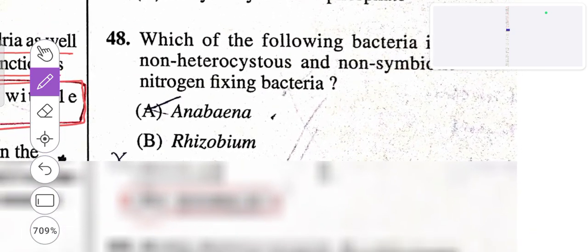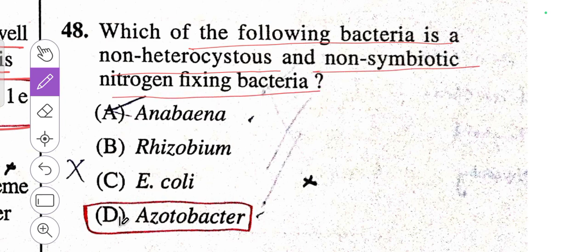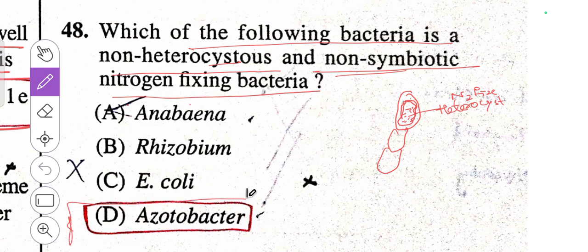Then 48th question. Which of the following bacteria is a non-heterocystous and non-symbiotic nitrogen fixing bacteria? Non-heterocystous means if the bacteria has a filamentous structure where you come across a specialized nitrogen fixing cell, this is called a heterocyst. These are the ways N2 fixation takes place. Here they are asking non-heterocystous, non-symbiotic nitrogen fixing bacteria, that is Azotobacter. In this one we will not come across the heterocyst.